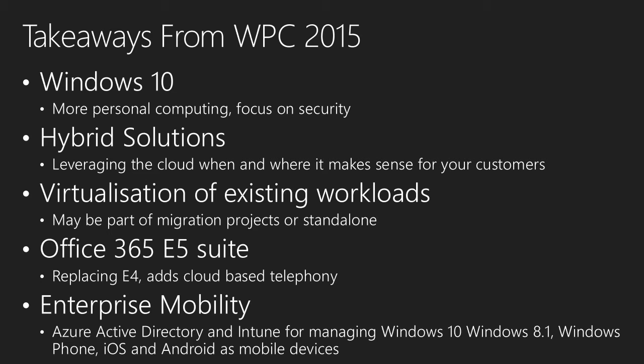Another announcement that was made was the introduction of the Office 365 E5 suite. Now, this is something that for a lot of smaller SMB customers may not be that applicable just yet, but some of the big changes here are that it replaces the E4 plan, and it now includes cloud-based telephony, so cloud-based PABX type functionality. This functionality won't be rolling out in Australia for a little while yet, but stay tuned. As soon as that information becomes more readily available, we'll be the first to share it with you.